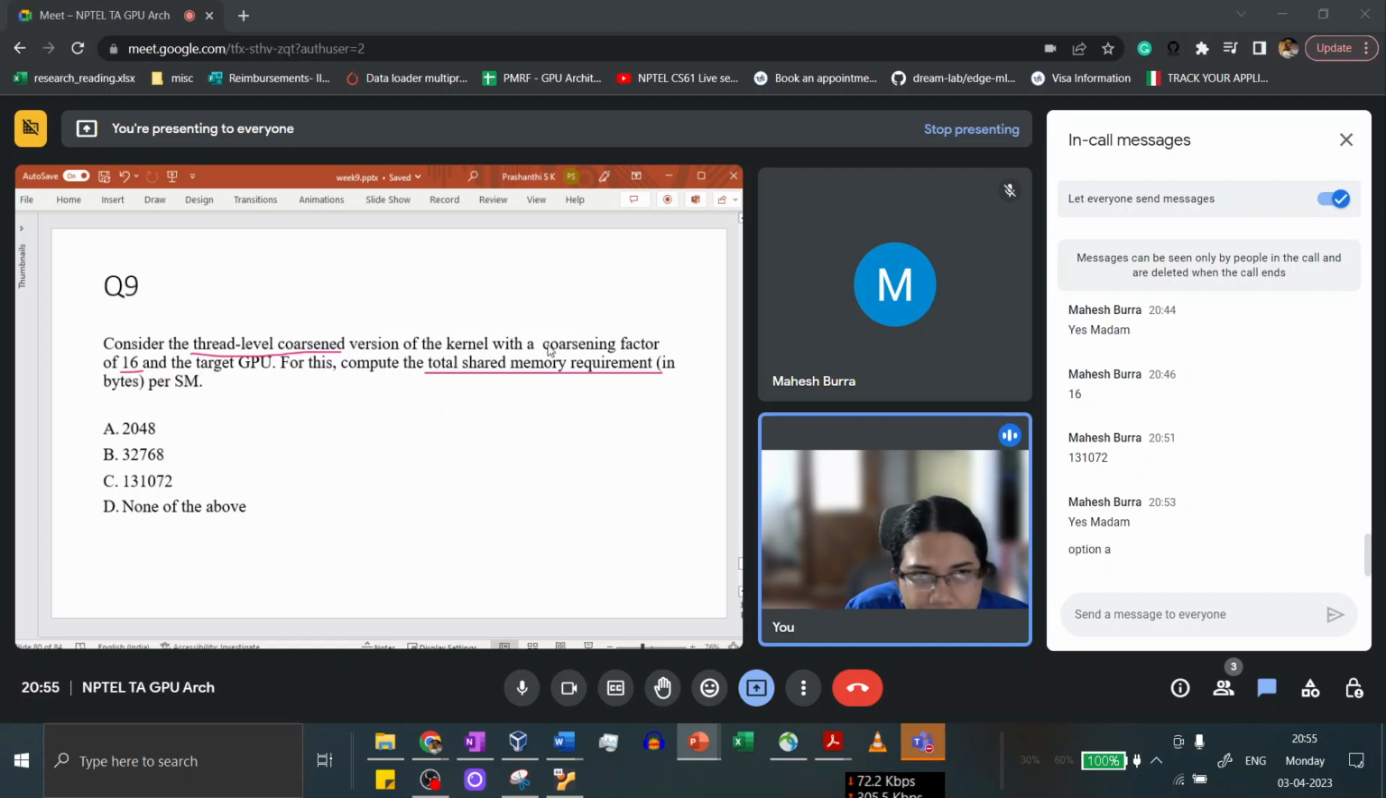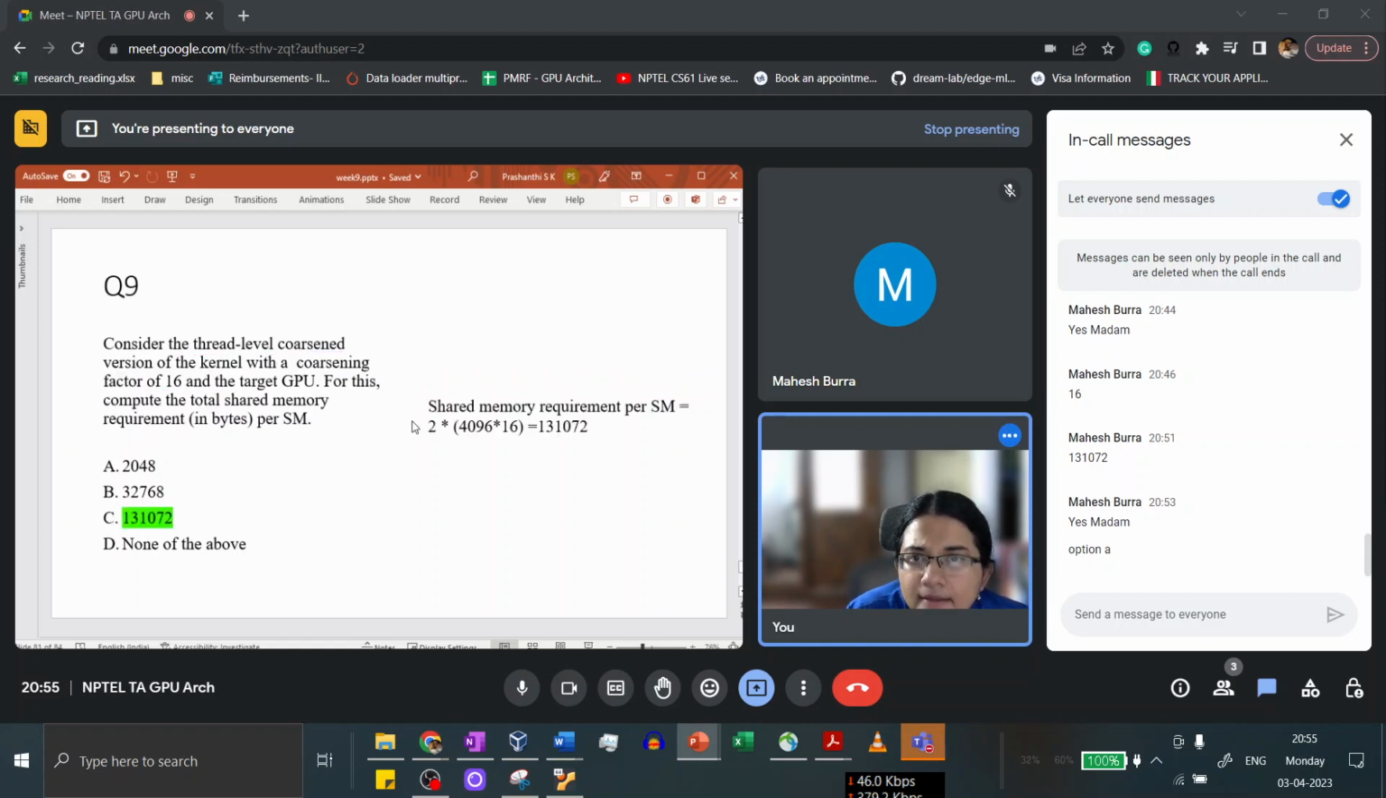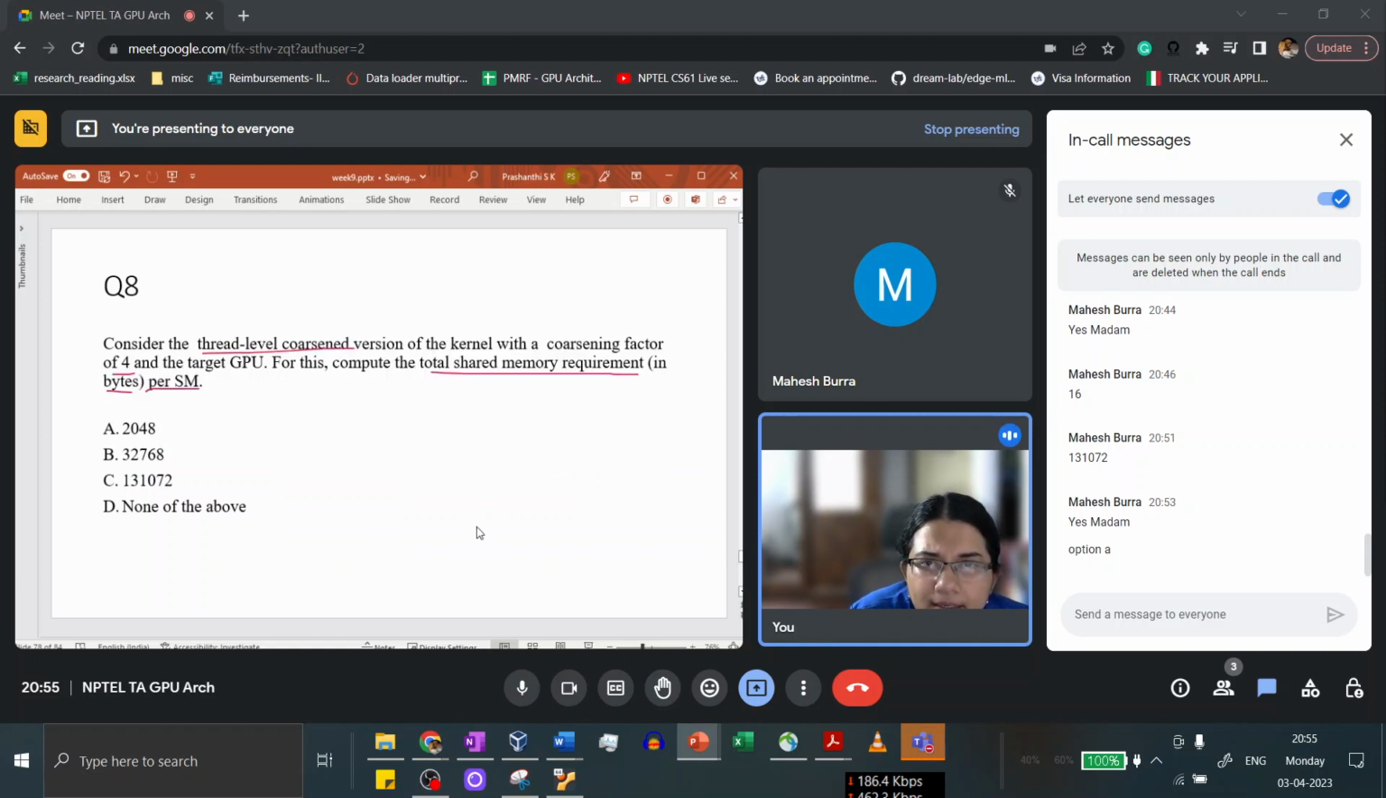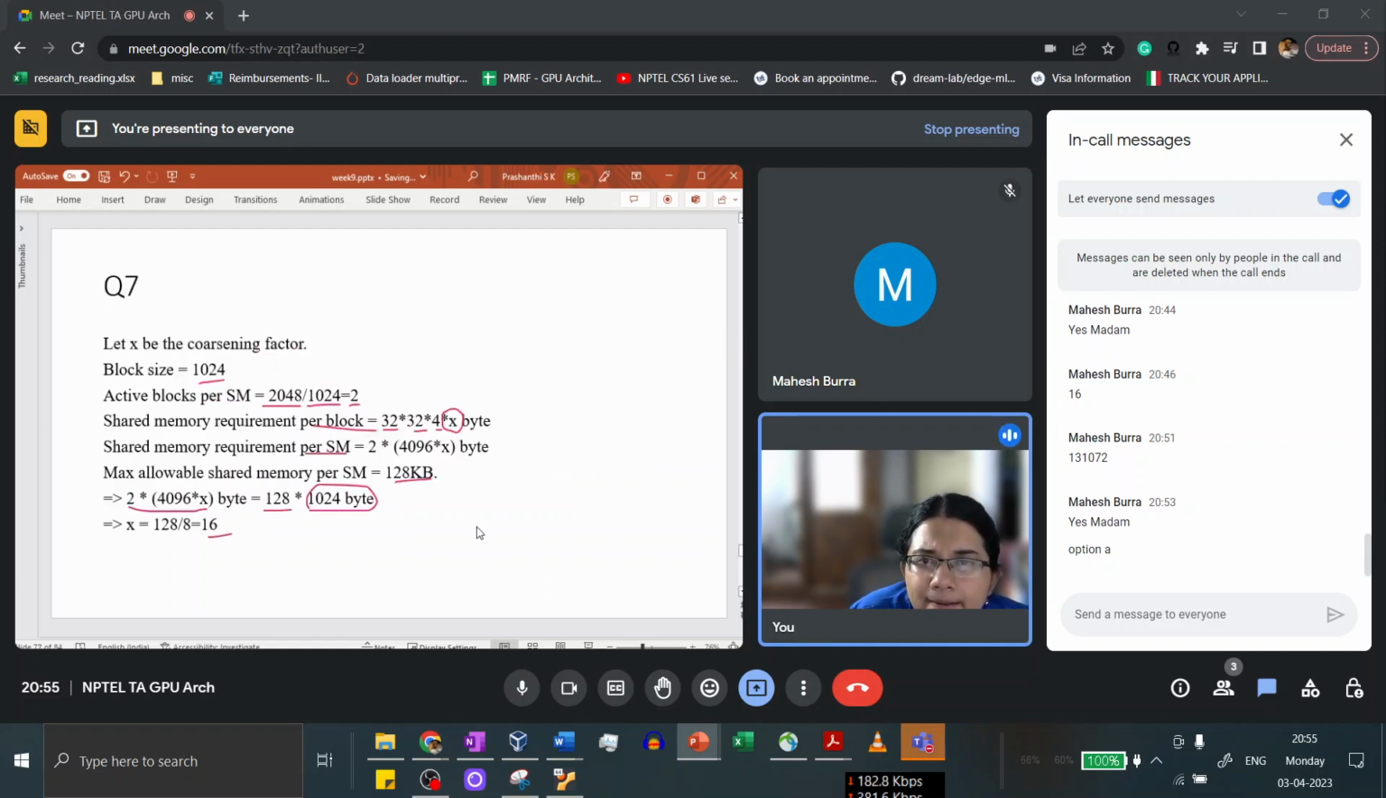Okay, in the interest of time, let's look at the answer and then you'll understand. So it is C, 131072, and again 2 ways to calculate this. You can use the formula that you had as 2 into quotienting factor into 4096. Remember that this 4096 depends on the problem. Here it's 32 cross 32 into 4. So this could change.